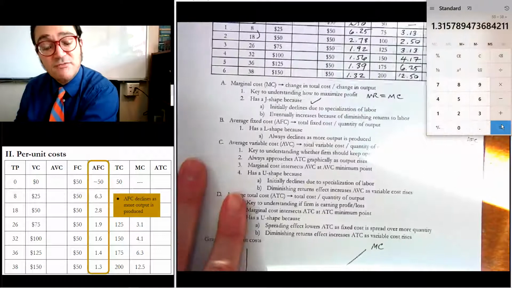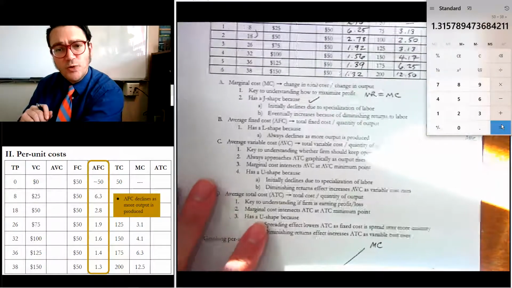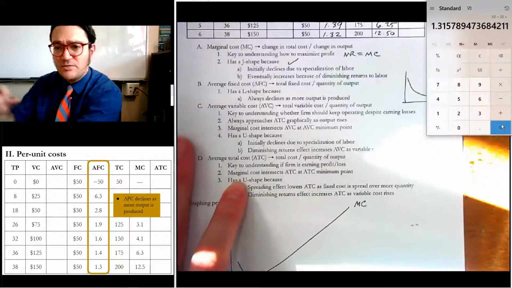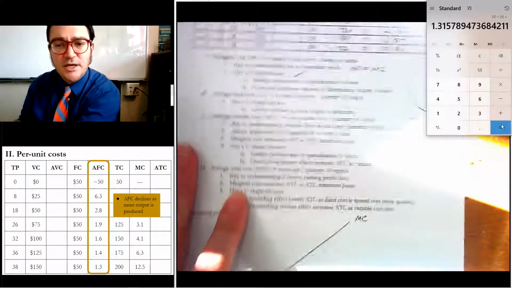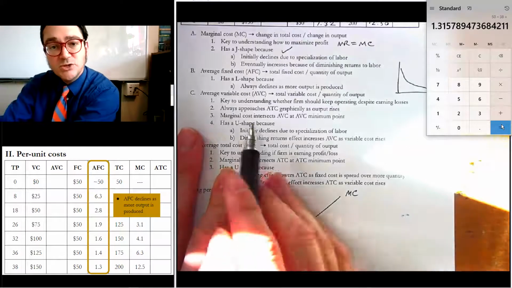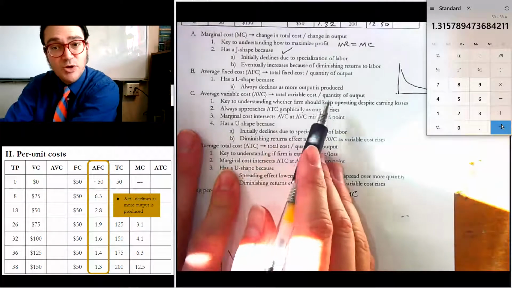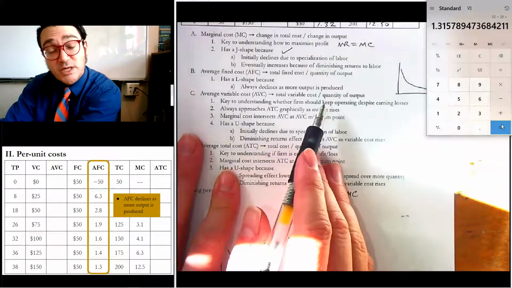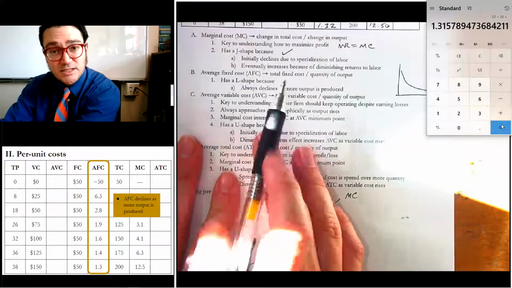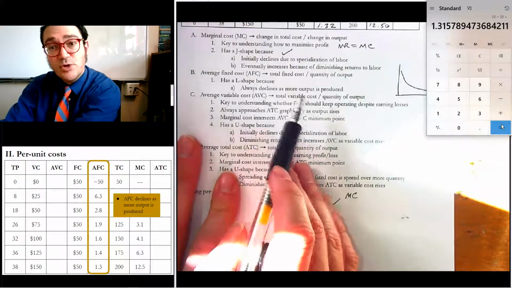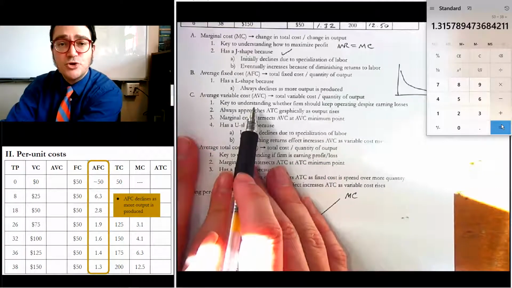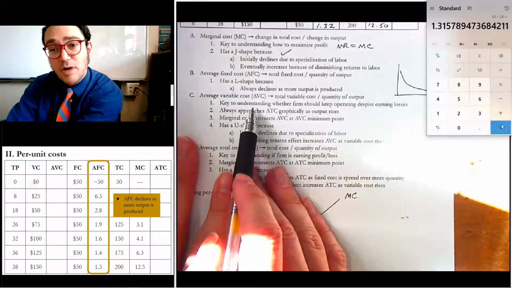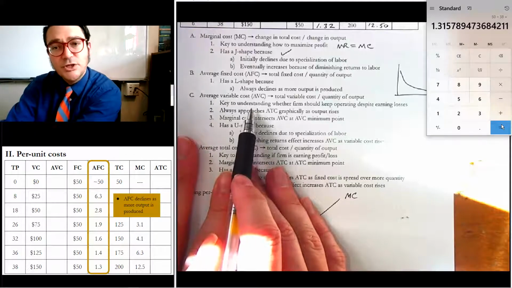Okay, let's take a look at average variable cost. This one's actually going to become important. This one is the total variable cost divided by the total product, the quantity of output. So it's pretty similar to average fixed cost in that it's just the total of the variable cost divided by total product. This one's important because it's going to help us know whether the firm should keep operating even if it's losing money. And we'll take a look at that one in the next unit.